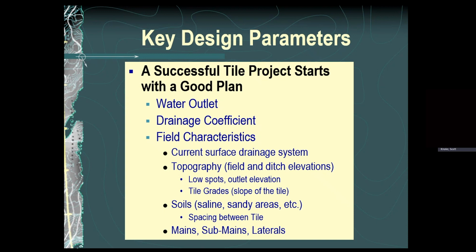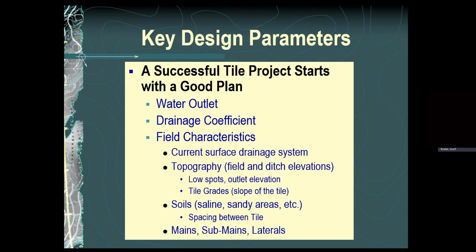And then the field characteristics. Tile works best if you've got good surface drainage. You can't eliminate the surface drainage because tile is only removing water out of the soil. It's not removing the water that's on top of the soil. And then we need a good topographic map. We need to know where the low spots are, the outlet elevation. This is extremely important. Tile grades, and so we know what the slope of the field is, so we can set out what the slope of the tile is.